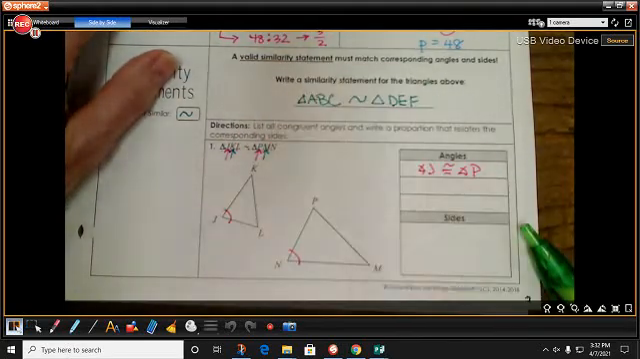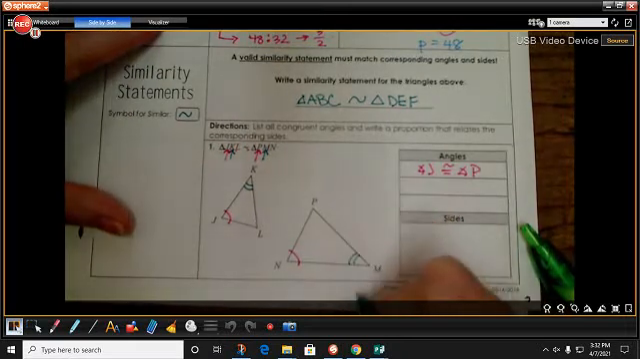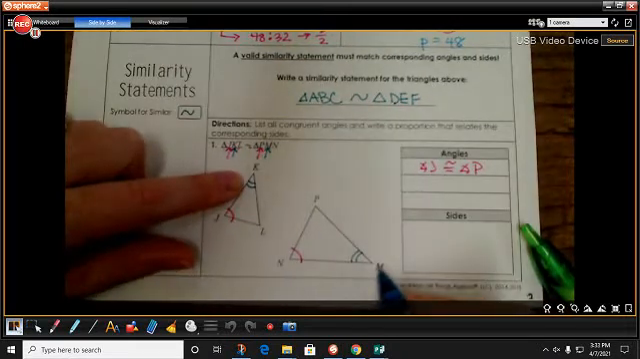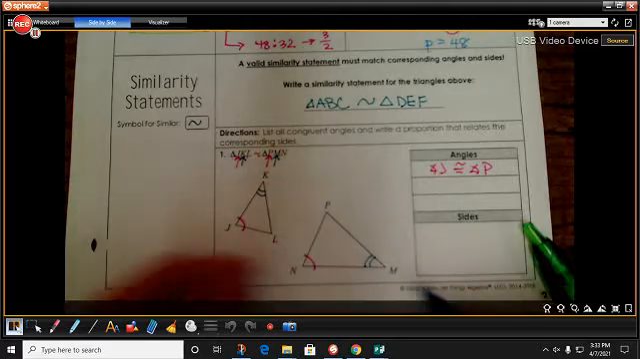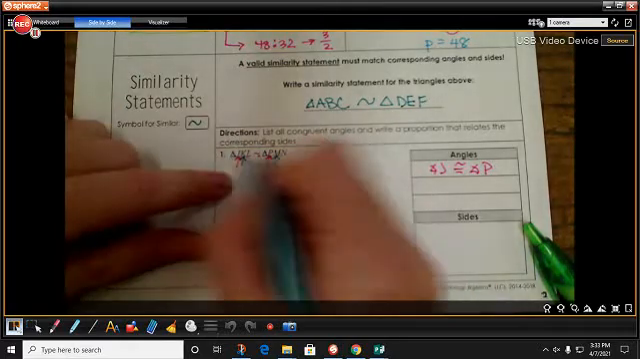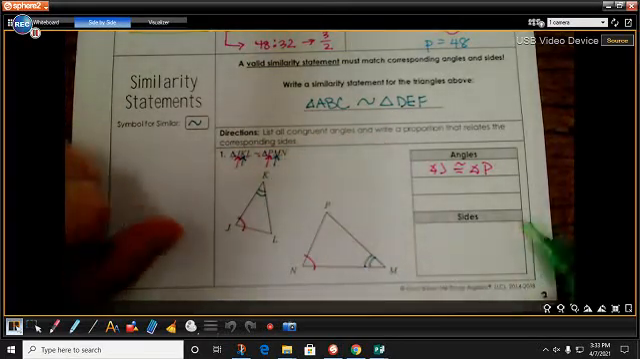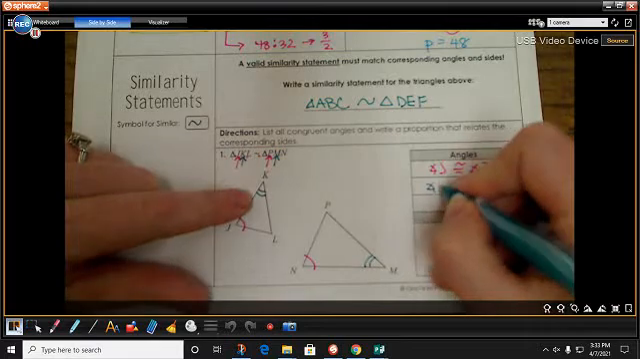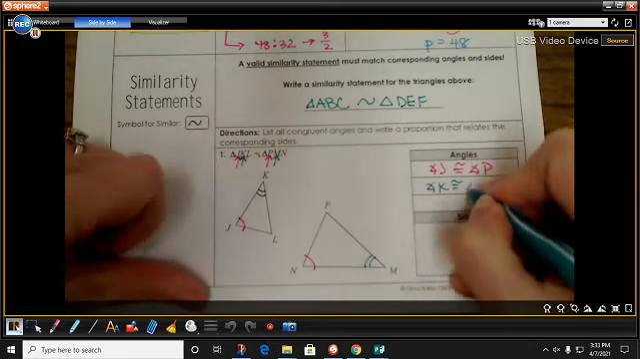Then I have angle K with angle M. So angle K is going to be matched up with angle M. And notice they don't look like they're in the same position. This one must have been flipped around or something. But whatever it says in the letters, by golly, that's what goes in the picture. So here, angle K is congruent to angle M.